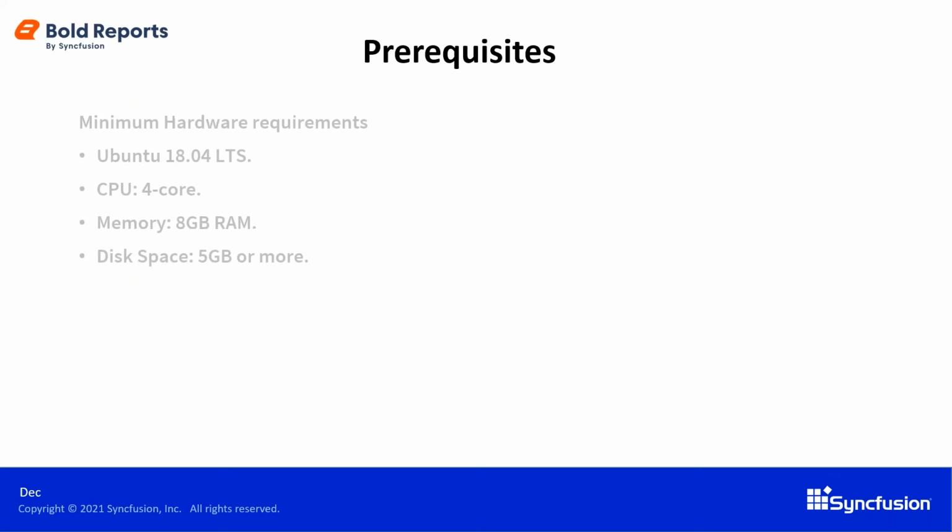Before deploying the application on a Linux machine, let us see the prerequisites of the machine. The following hardware requirements are necessary to run the Bold Reports server. Operating system should be Ubuntu 18.04 LTS. CPU must be 4 core. Machine should have a minimum memory of 8 GB RAM and disk space of 5 GB or more.